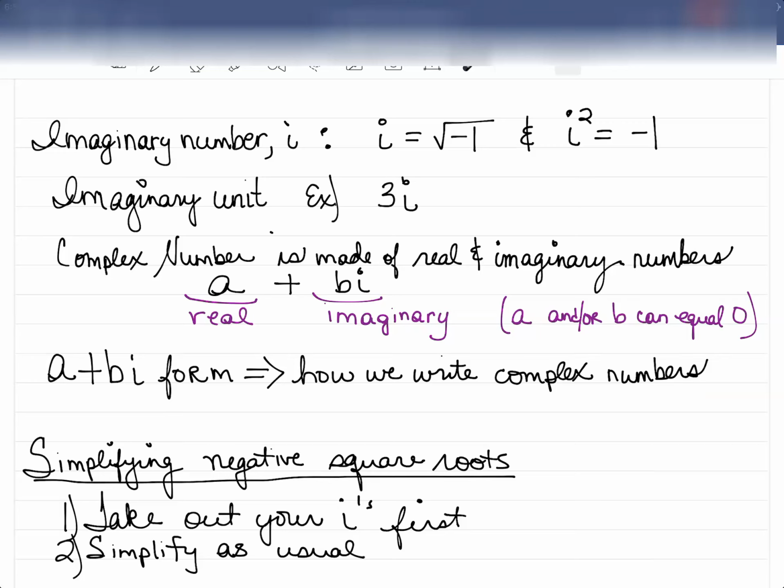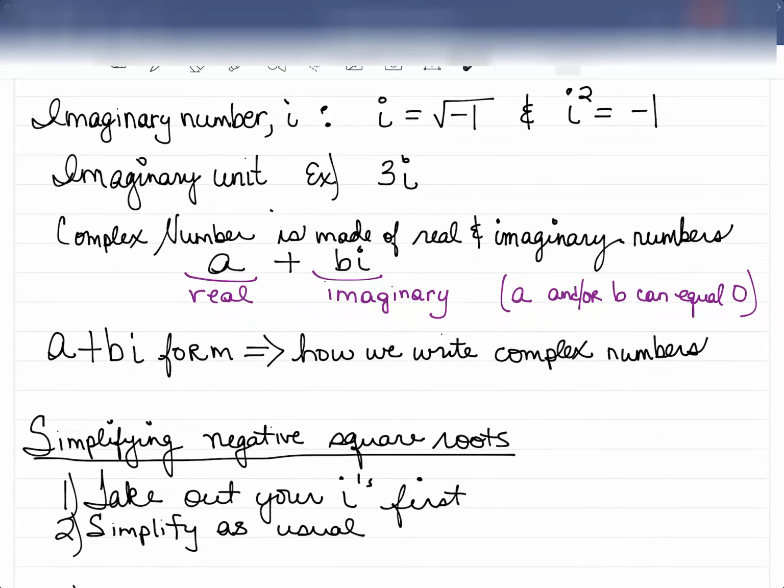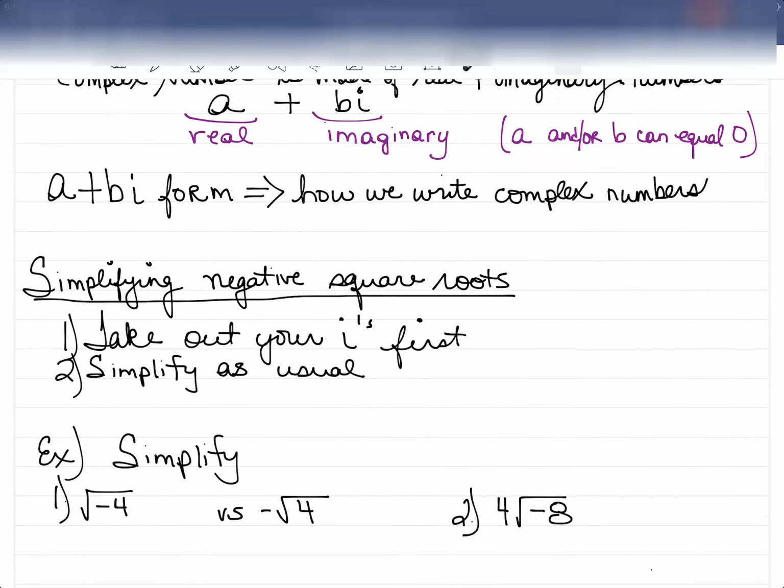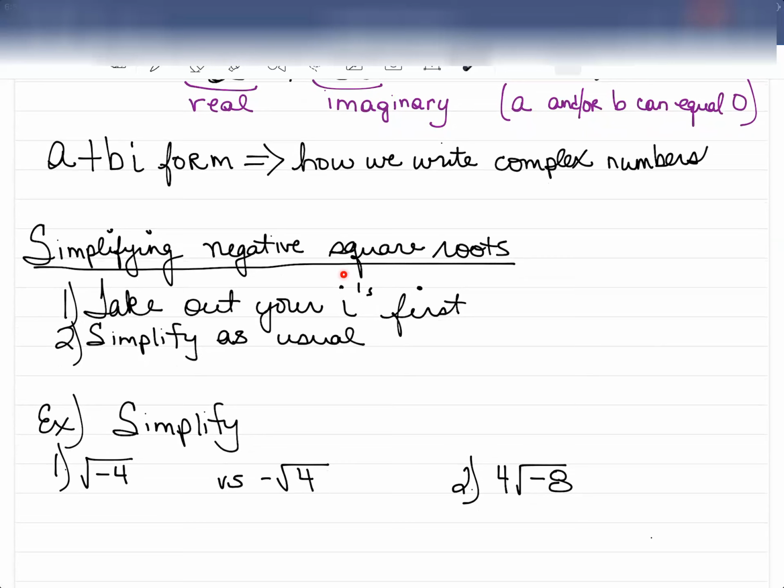First thing we have to learn about these complex numbers is how to simplify them. So now when we have our negative square roots, we'll be able to simplify them. First thing we're going to do is take out our i's. So when you see the negative square root, you take out your i's first. After you do that, you simplify as usual. So we have about 3 or 4 examples to take a look at. Really 3.